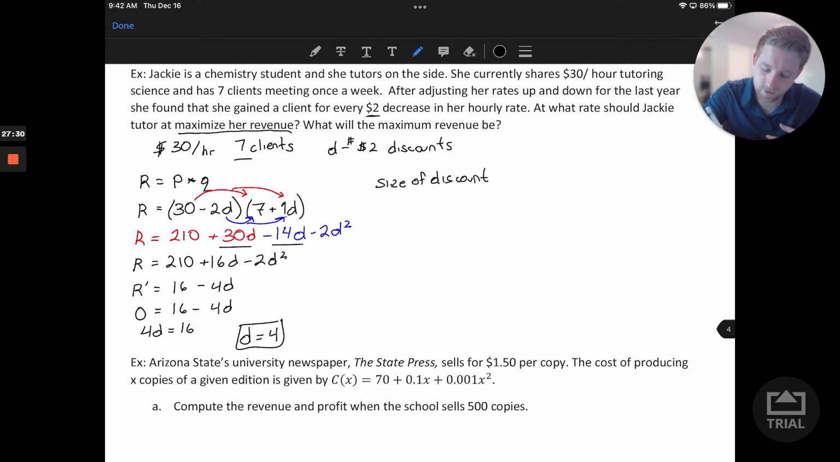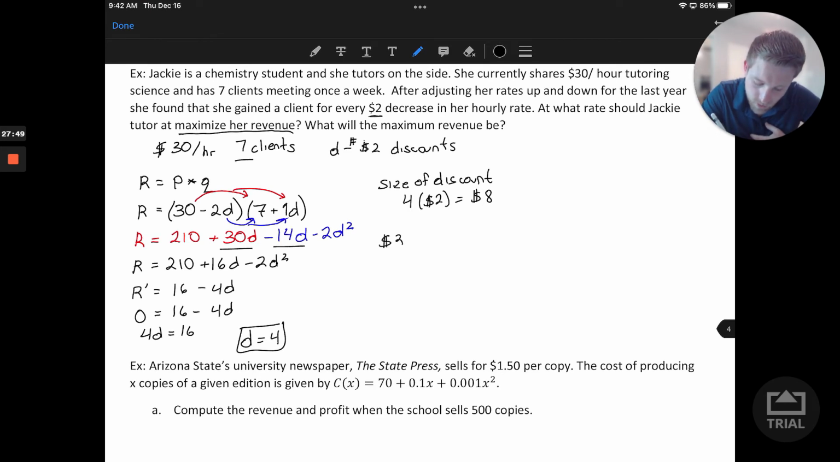the size of the discount again is going to be the value of D, which is 4 discounts for $2 a piece. So the total discount here is actually going to be $8. So her price that's going to maximize this revenue is actually going to be her current price, $30, subtract $8. And so she should charge $22 here to maximize her revenue.